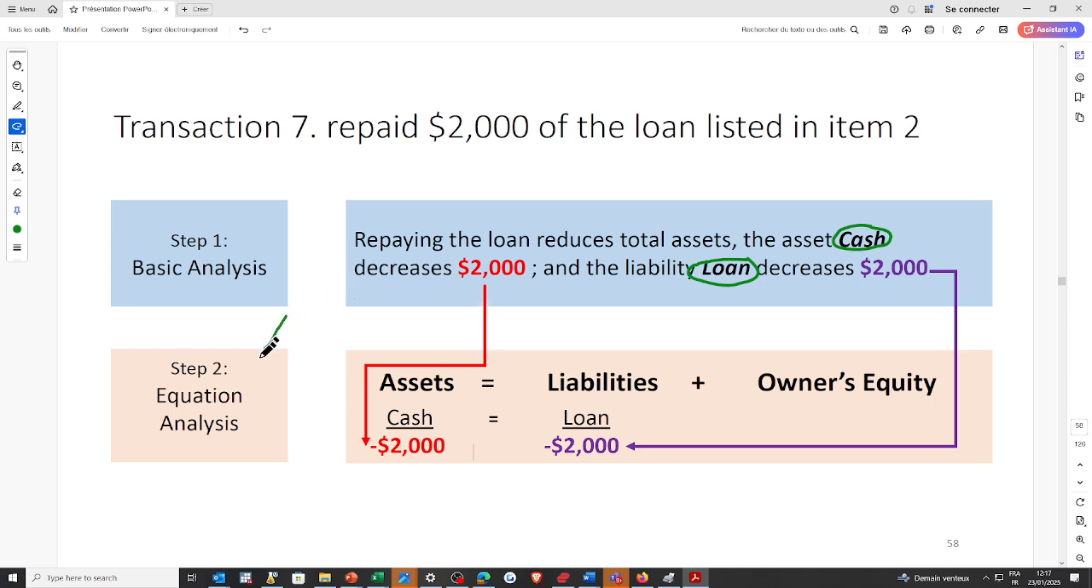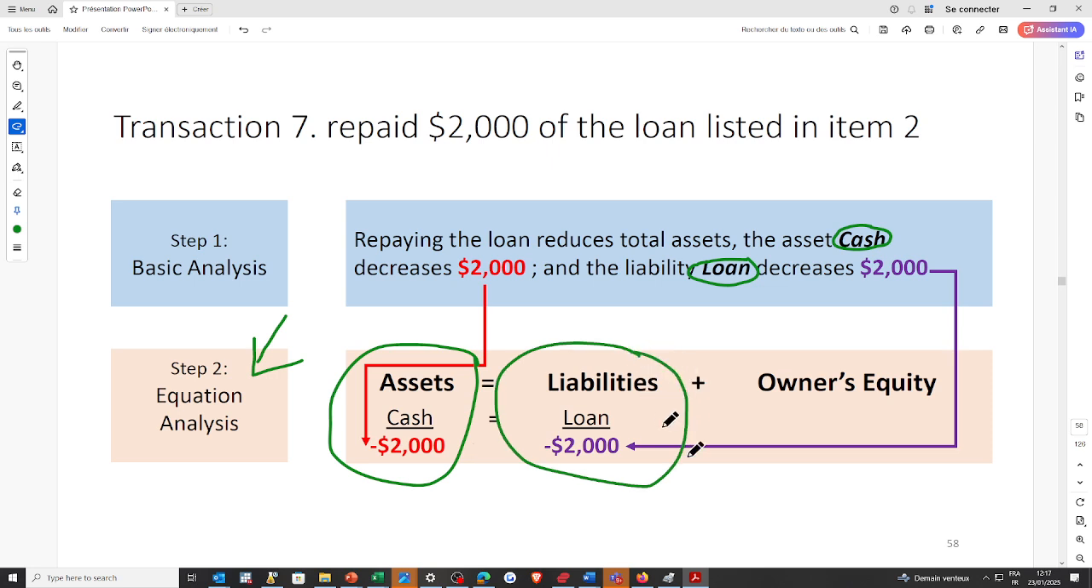So if you use the basic accounting equation, on the first side the asset cash decreases, and on the second side the liabilities account of loan also decreases by the same amount. There's no effect on the owner's equity, right? So you did a very good job if you always check the accounting equation.